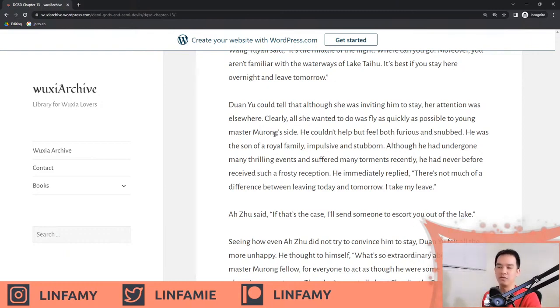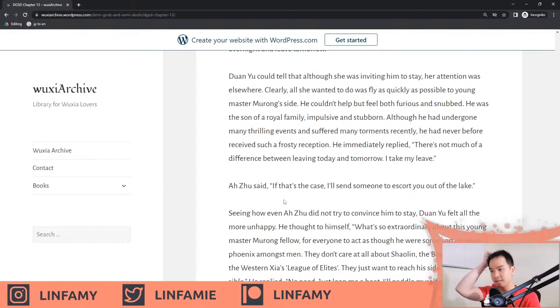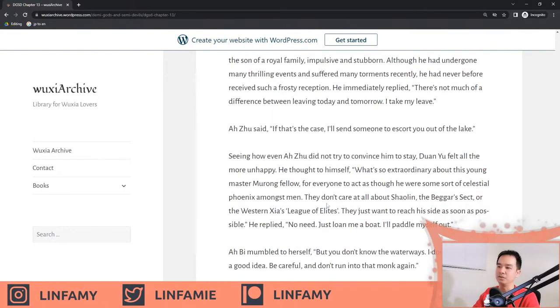He was the son of a royal family, impulsive and stubborn. Although he had undergone many thrilling events and suffered many torments recently, he had never before received such a frosty reception. He immediately replied, "There's not much of a difference between leaving today and tomorrow. I take my leave." Aju said, "If that's the case, I'll send someone to escort you out of the lake." Seeing how even Aju did not try to convince him to stay, Duan Yu felt all the more unhappy.